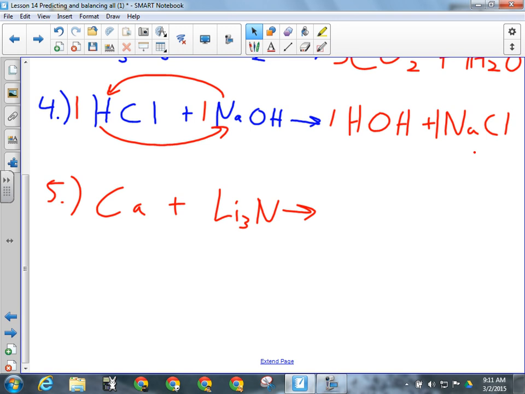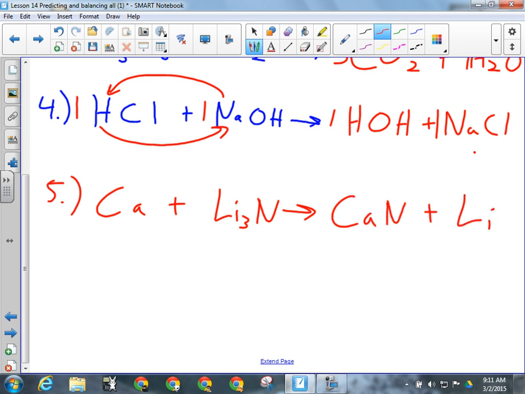So who is calcium going to replace? Lithium. Okay, they're the ones that have to switch places. So that means that calcium ends up with nitrogen, and lithium ends up by itself. All right, so I got to ask myself, do I have any special elements? The answer to that on this reaction is no, I don't. Okay, lithium's not special. Sorry, lithium. Okay, he's not special. Okay, doesn't need any extra numbers.